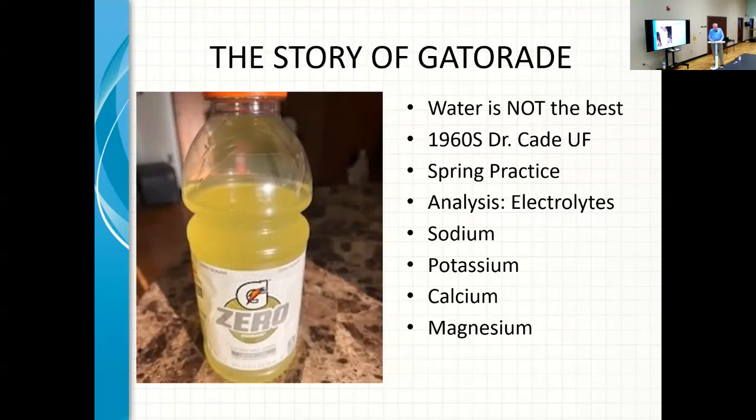So he analyzed some of the players, and he discovered that there was a big drop in the electrolytes in the body. So he formulated a drink that is known as Gatorade. It's named after the Florida Gator mascot. There are four main electrolytes that you need in your body: potassium, sodium, calcium, magnesium.